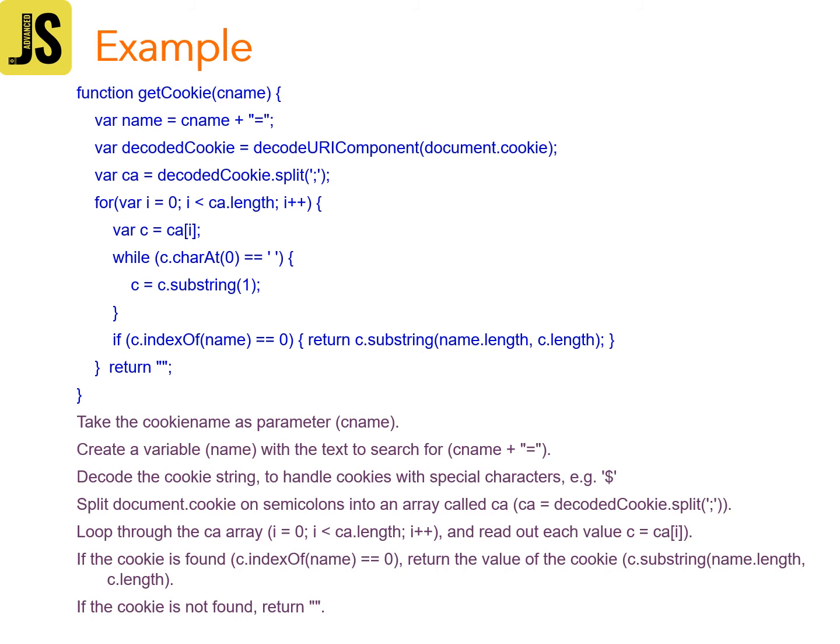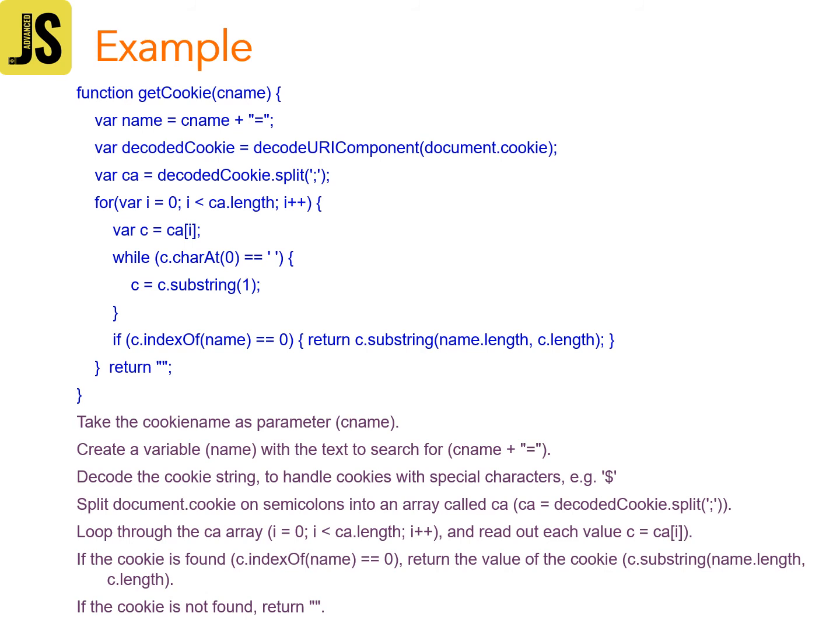Here variable name is equal to cname plus equal sign. Variable decodedCookie is equal to decodeURIComponent of document.cookie. Then variable ca is equal to decodedCookie.split semicolon. For variable i is equal to 0, i less than ca.length, i plus plus. Variable c is equal to ca of i, while c.charAt(0) is equal to the empty string, c is equal to c.substring(1), that is in the while loop.